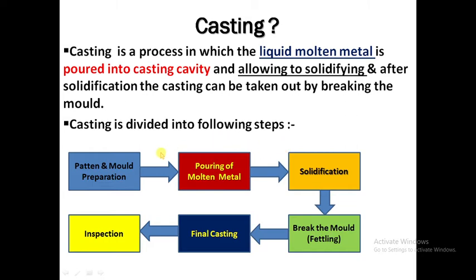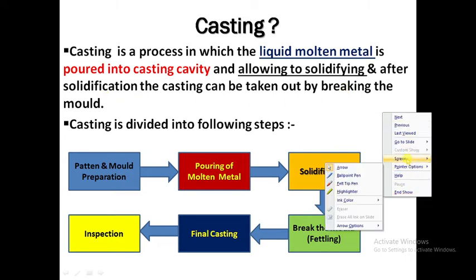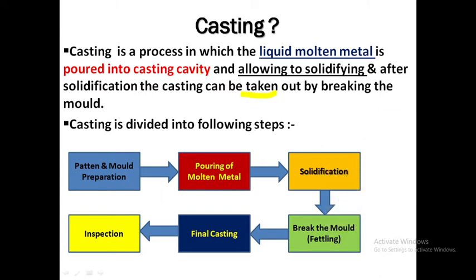So here you can see the steps. Casting is the process in which liquid molten metal is poured into a casting cavity and allowed to solidify. Here the molten metal is poured into a cavity and allowed to solidify, and after solidification the casting can be taken out by breaking the mold.